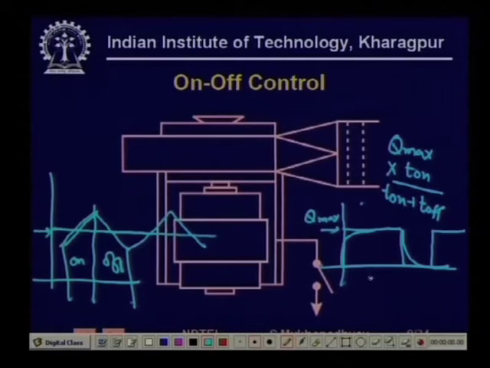This is very easy to know. This is T on and this is T off. So, the average flow you can change by simply changing T on and T off. Okay. This is probably the simplest way.